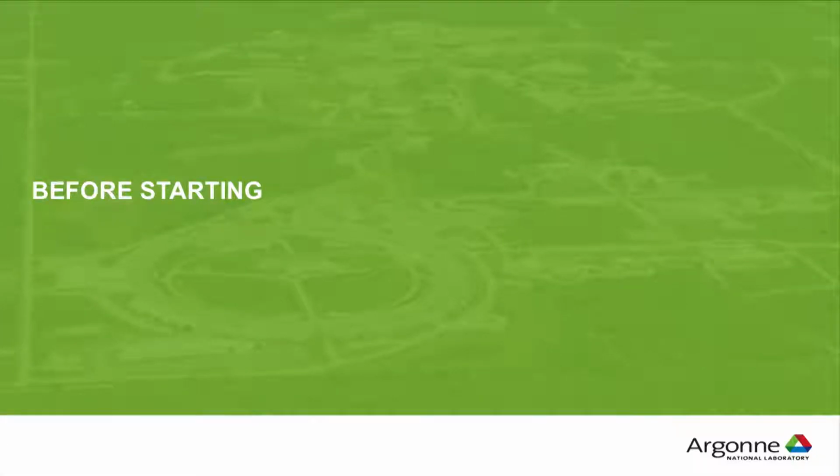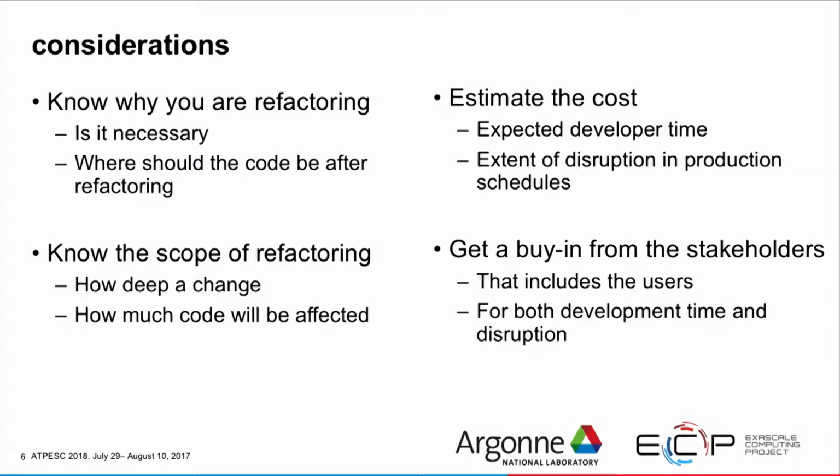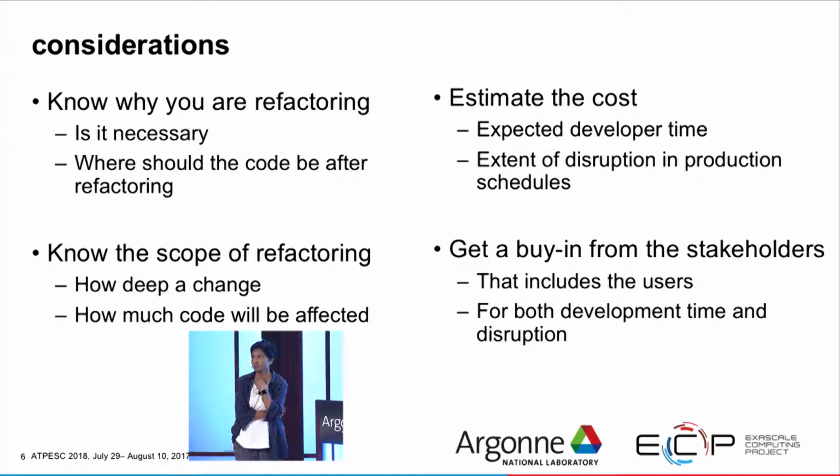So before we start on the process of refactoring, these are the things that we have to consider. It's extremely important to know why you are refactoring. Whether you're refactoring because you need to have a more modular code that you want to make extensible. You want to know whether this refactoring is necessary at all, because usually in codes it's a lot of work, and so you should really consider whether you want to refactor. How deep a change do you want, and how much of the code is going to be affected by this process? But equally important are things like estimating the cost of refactoring.